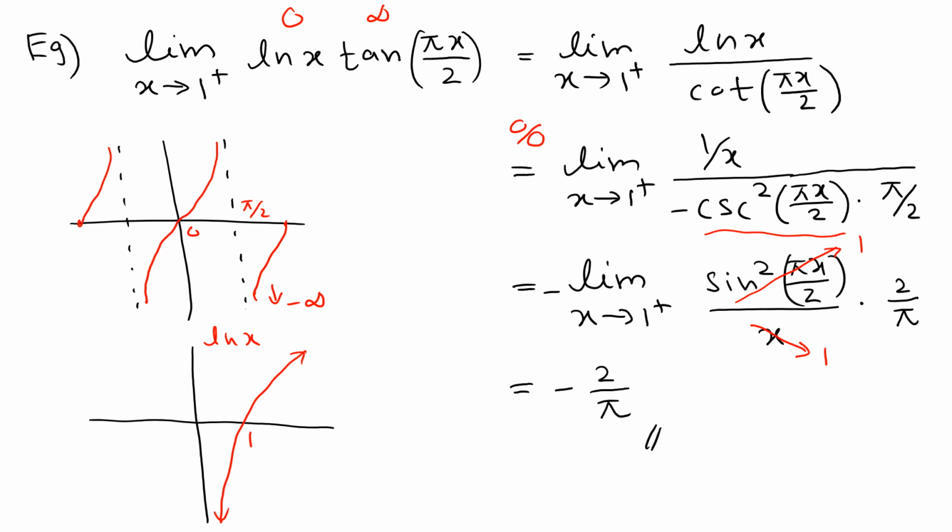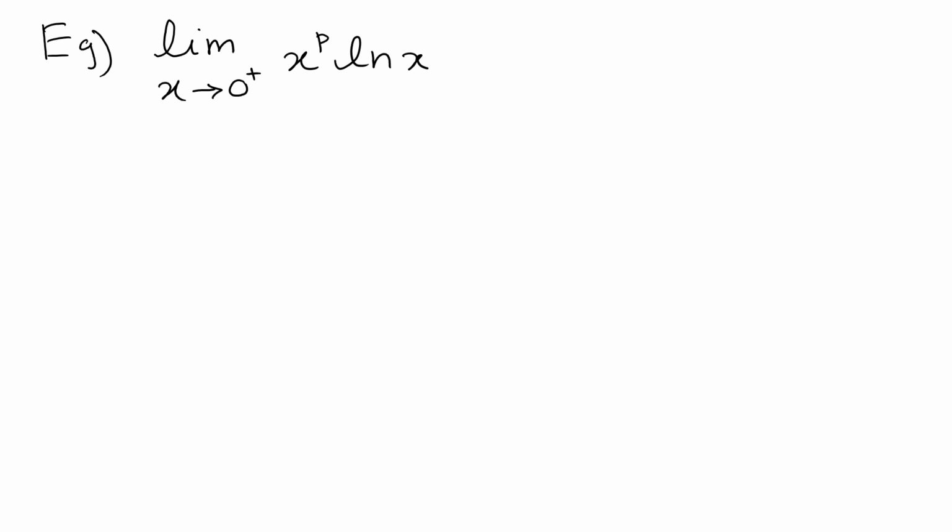So let's do one more problem before we finish this. This is the extension of example number 1. So let's have this result. As the last problem of this type, we have the following one. We have the limit when x goes to 0 from the right of x to the p ln x.